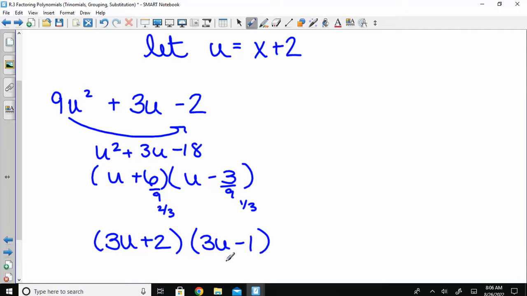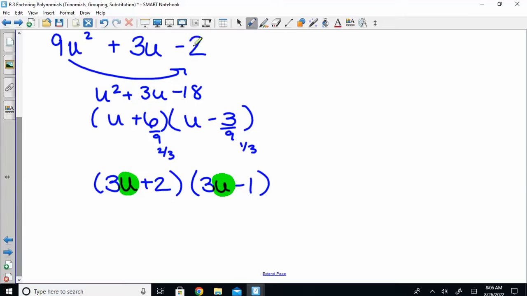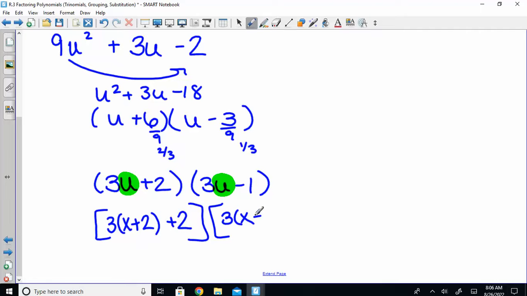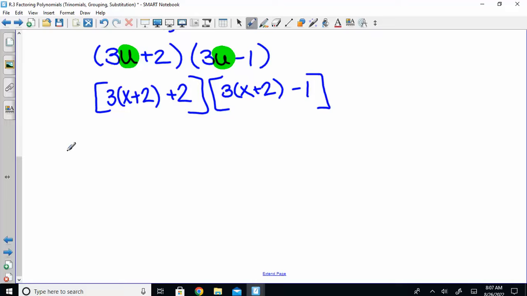My directions were to factor this. Did the original problem have u's? No. So I have to get rid of those u's. So I'm going to replace the u with x plus 2. That gives me 3 times x plus 2, plus 2, and 3 times x plus 2, minus 1. Do we have to use brackets, or can we just use parentheses? You can do double parentheses, that's fine. Can I clean this up at all? Yeah. If we distribute, this gives us 3x plus 6 plus 2. Can I go ahead and write plus 8? If I skip a step and I lose you, tell me. This would give me 3x plus 6 minus 1, which is plus 5.